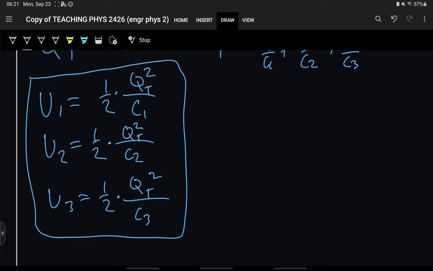The factors of 1/2 in the energy equations arise from the integration of work done in charging the capacitors from zero charge to their final charge. Since U depends inversely on capacitance, capacitors with smaller capacitance values will store more energy for the same charge Q sub T compared to those with larger capacitance values. This shows the distribution of energy across capacitors in a series circuit based on their individual capacitances.